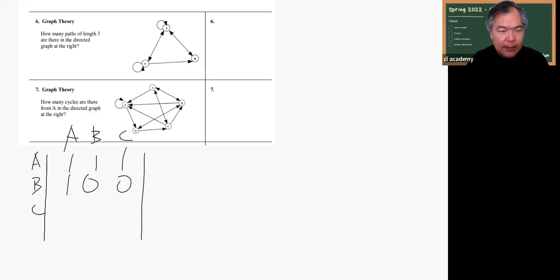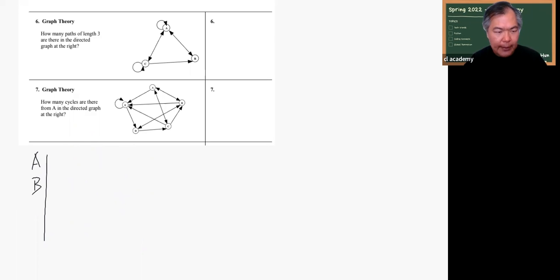Okay, now on row C, can I go from C to A? Yes. There's an arrow from C to A. Can I go from C to B? Yes. There's an arrow from C to B. Can I go from C to C? Is there an arrow going back to C? Yes. Okay, so that's what the adjacency matrix looks like. But you need to be able to write out the adjacency matrix without having to do that, because that just takes up a lot of time.